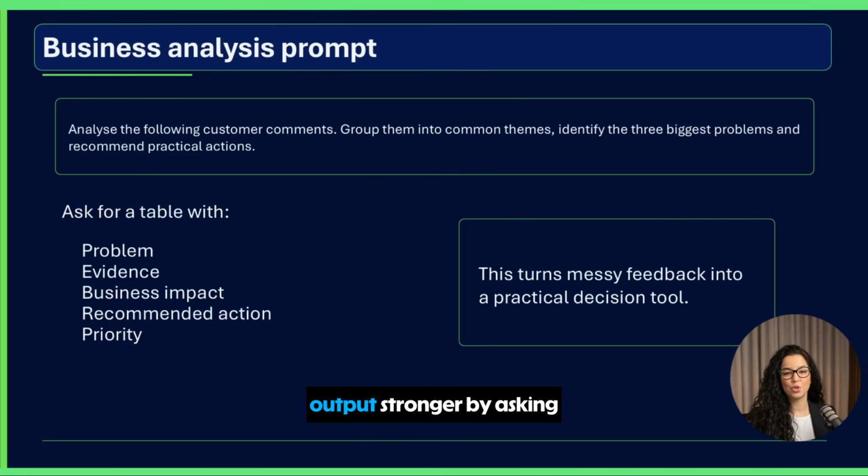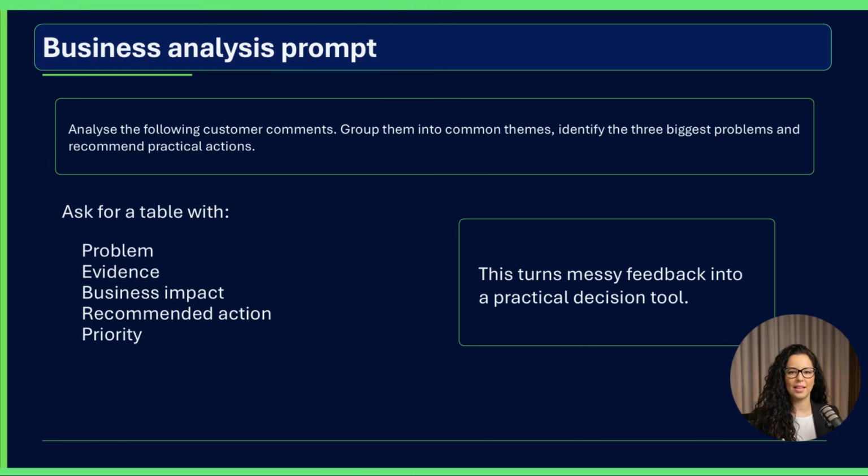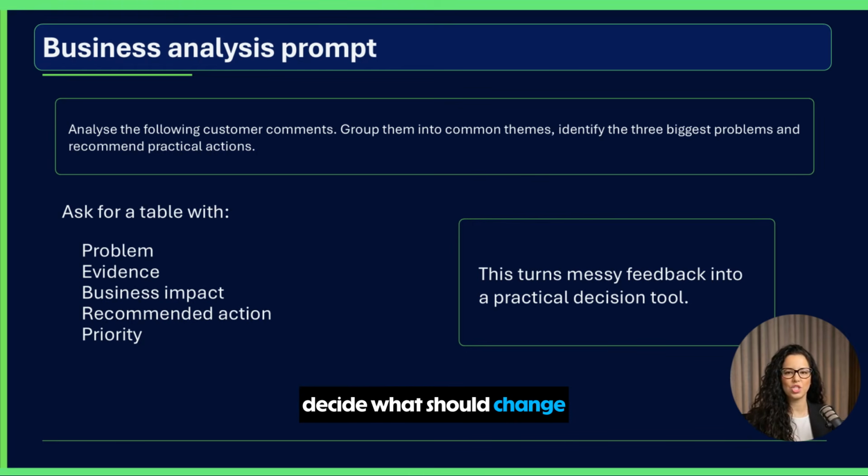You can make the output stronger by asking for a table with columns such as problem, evidence, business impact, recommended action, and priority. This is useful because it connects the feedback to a decision. It can help you see whether customers are complaining about slow response times, confusing instructions, poor follow-up, or inconsistent service. The goal is not just to summarize feedback. The goal is to decide what should change next.